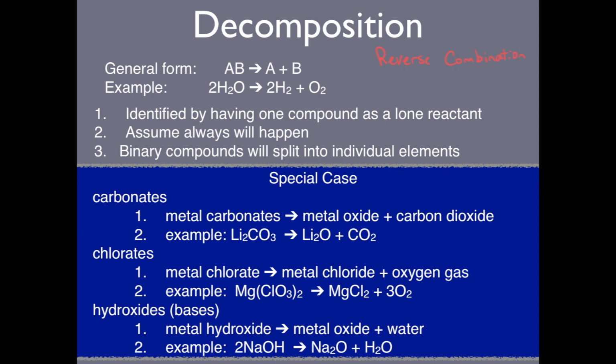Finally, a hydroxide, or what we refer to as bases in the business of chemistry, will always decompose into a metal oxide and water. And so when you take something like sodium hydroxide and split it up, it will make sodium oxide, Na2O, and H2O.